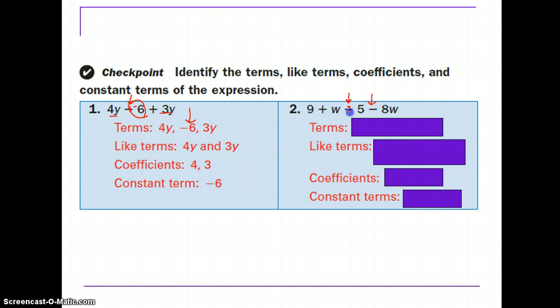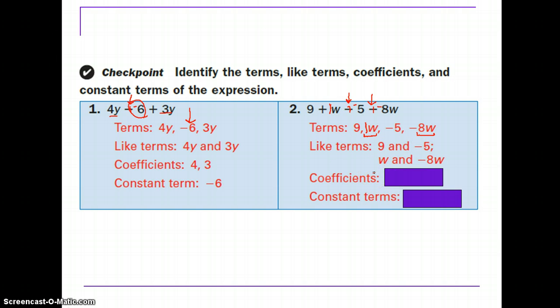Number 2, we're going to change this to adding a negative. Remember, if this was already negative, it would become a positive. The terms then would be positive 9, w, negative 5, and negative 8w. If it is easier for you to see, you could put a 1 next to this w if you keep forgetting that there is a 1 next to it. Now, the like terms would be anything with the w, so 1w and negative 8w. And remember, without any variables, those are also like terms.